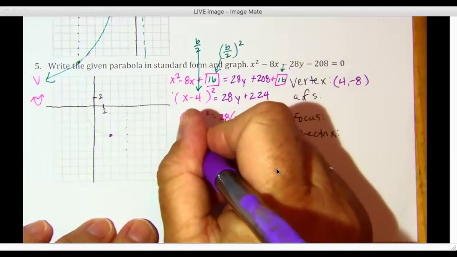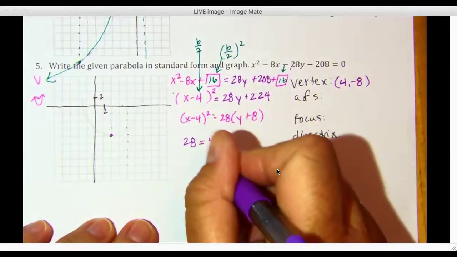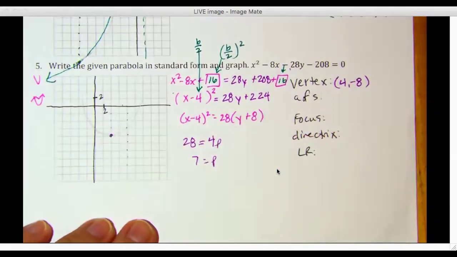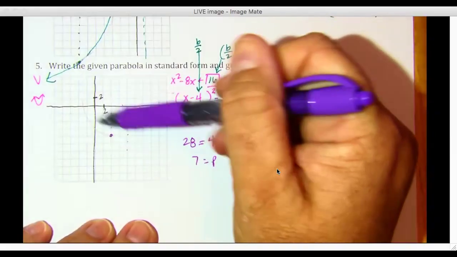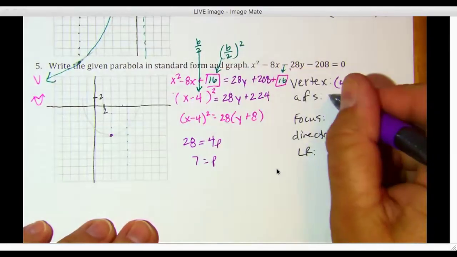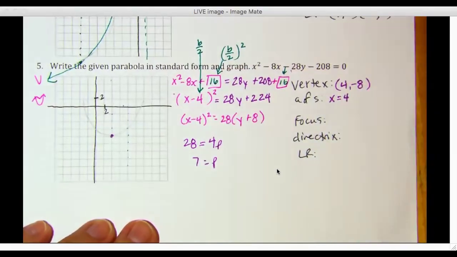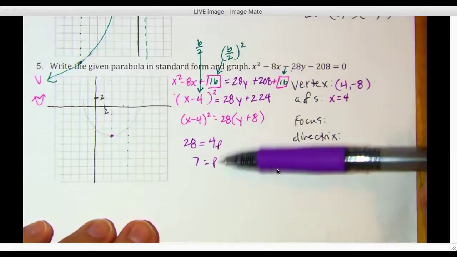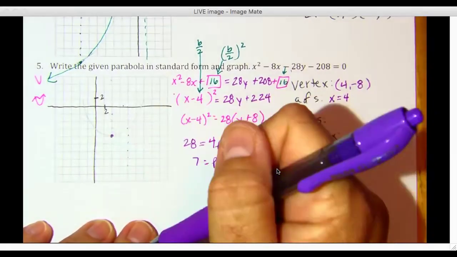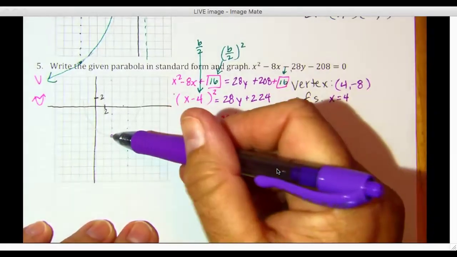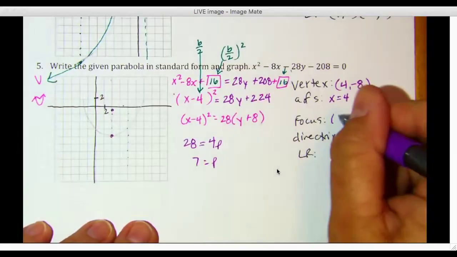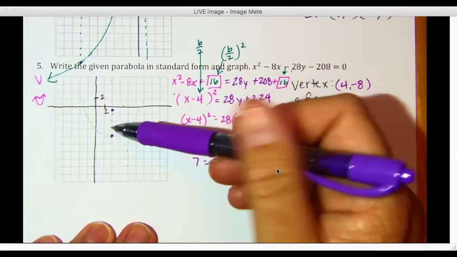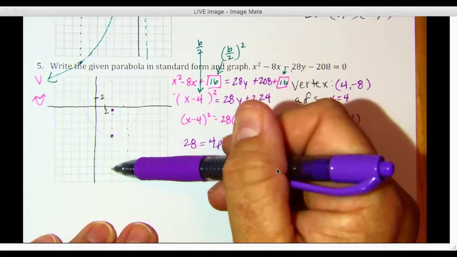And 28 is my 4p. So dividing by 4, p is equal to 7. So my axis of symmetry, I already know. Once I know my vertex here, it's this line cutting my parabola in half. So that would be at x equals 4. And then my focus is going to be 7 units inside that curve. So if this is at -8, going up 7 is almost at the x-axis. That's at 4, -1.